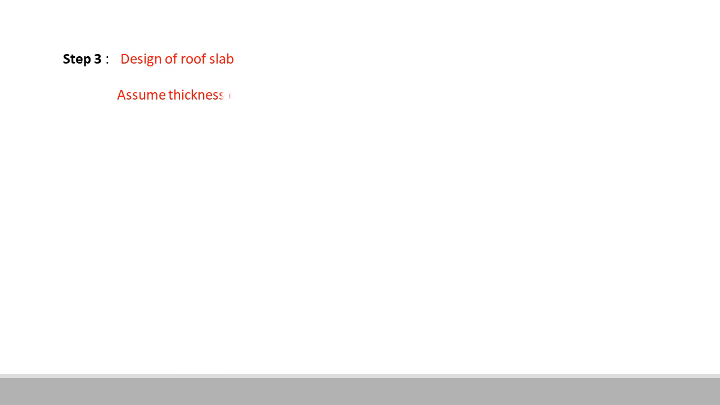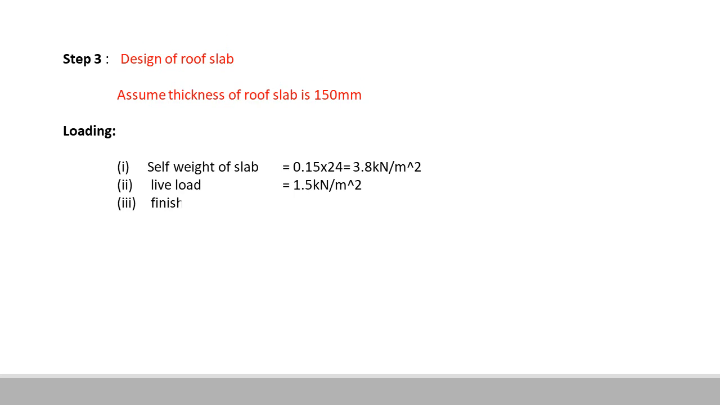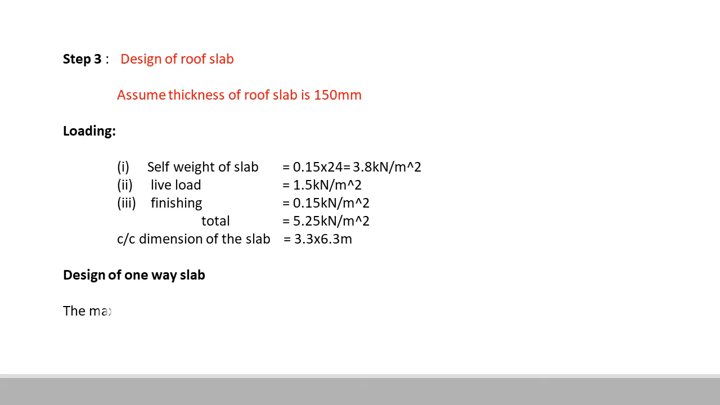Then step number 3, design of roof slab. So assume thickness of roof slab is 150 mm. Then loading: the self weight of slab is equal to capital D into unit weight of concrete. So capital D is equal to 150 mm, so we convert mm to meter, so 0.15 meter into 24, 24 is the unit weight of concrete. You got the self weight of slab is 3.8 kilonewton per meter square.